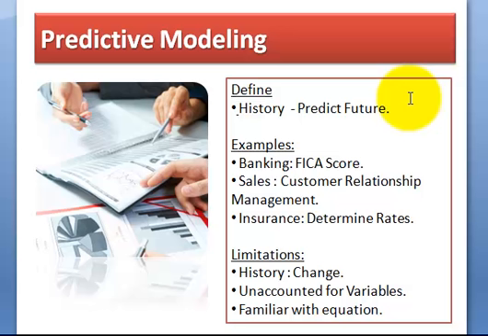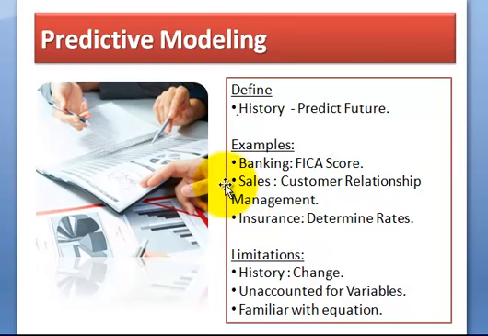We defined it in the first course, but it's basically a short definition. It's how do we use historical data or historical information, take that information, model it, and come up with a mathematical model that'll help us predict the future. Now, there's lots of examples. Anyone that's gotten a credit card or gone for a mortgage knows that the banking industry has a thing called a FICO score. A FICO score predicts the likelihood of me paying back a loan or paying back a credit card.